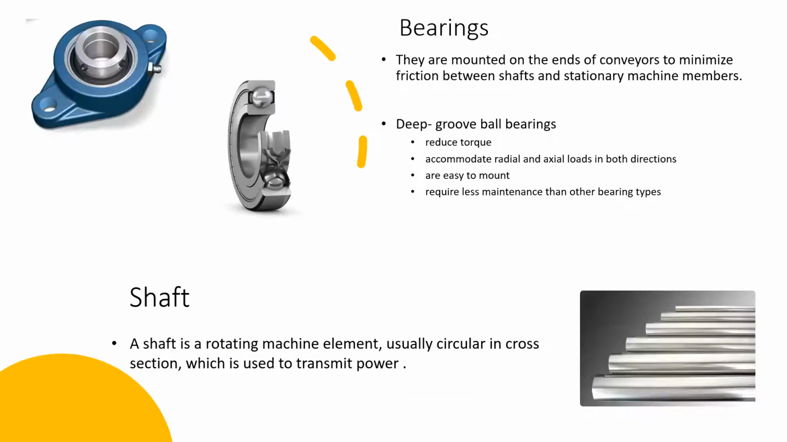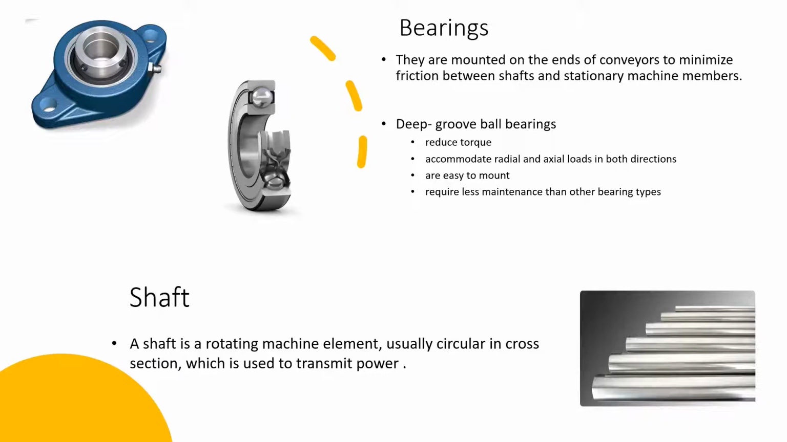The third machine element is bearing. So the bearings, they are mounted on the ends of the conveyors to minimize the friction between shaft and stationary machine members. The bearings that is used is deep groove ball bearings because these kind of bearings, they can reduce torque, accommodate radial and axial loads in both directions. They are easy to mount and they require less maintenance than other bearing types.